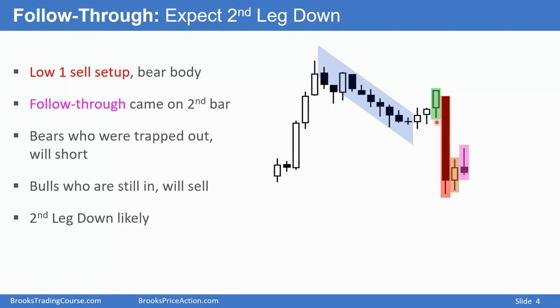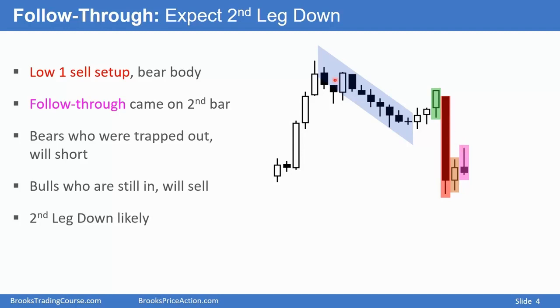Bulls also assumed the market was going up, and as this bar started to form, they assumed it would form a double bottom here. Yet when it closed way down here, the bulls who did not get out are thinking, oh my gosh, I'm in a losing position, I've got to get out. And they're hoping for any kind of a pullback to get out with a smaller loss.